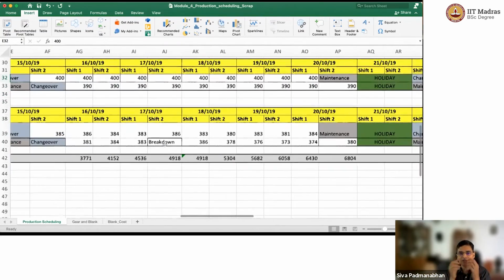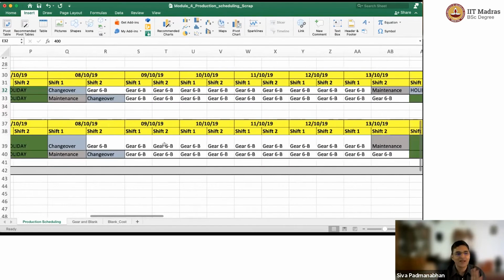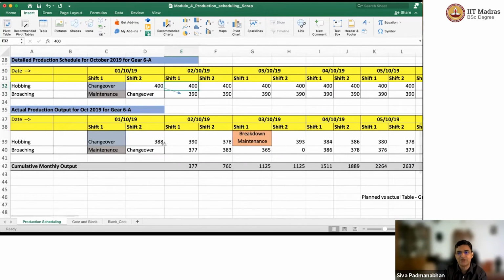So this is the detailed schedule for the machine line for that month, right? So that's what we're seeing here in the plan. This is my plan. My actual may be different, which is the next table. If you come to the next table, it actually shows the actual production. So the first table says, this is my plan, right? I want to make so much in each shift, in each machine.